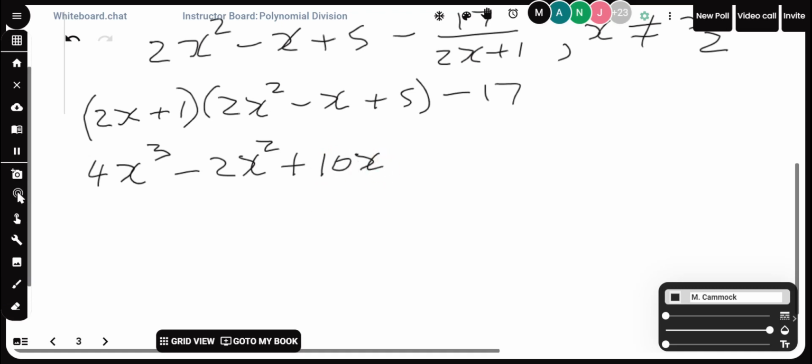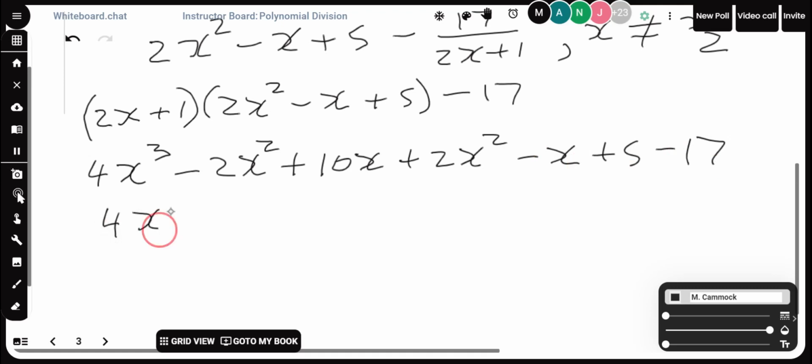And then let's just see now. So I think I got that right. 4x cubed minus 2x squared plus 10x. And I'm going to multiply everything by 1 now. So plus 2x squared minus x plus 5 minus 17. Okay, so I'm just multiplying everything out now. The 4x cubed is still there. And then the minus 2x squared is going to cancel out with that plus 2x squared. The 10x and the minus x gives us plus 9x. And the 5 minus 17 is minus 12.